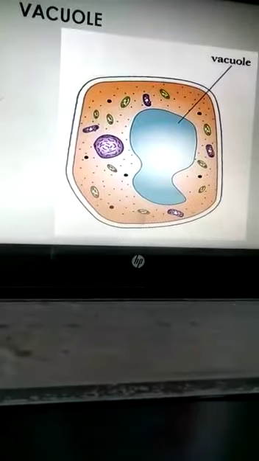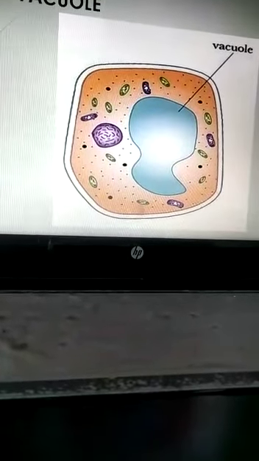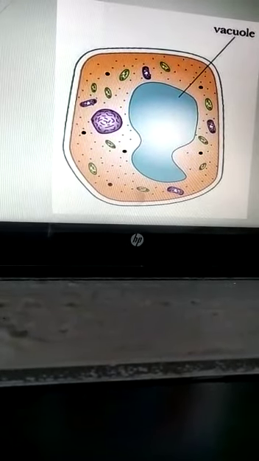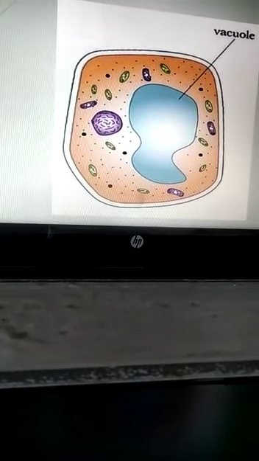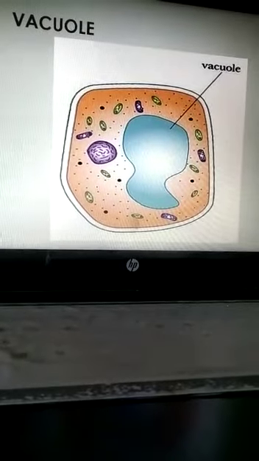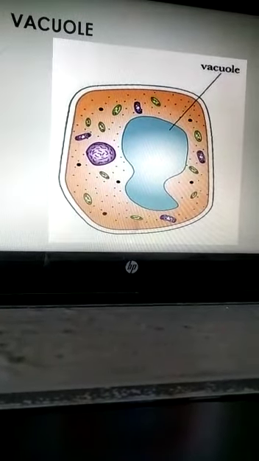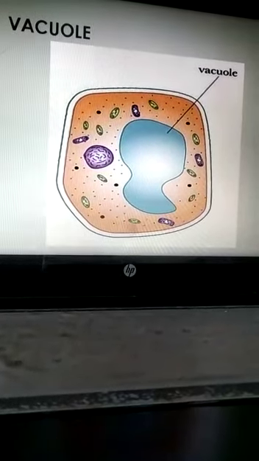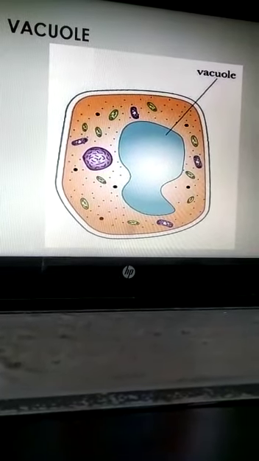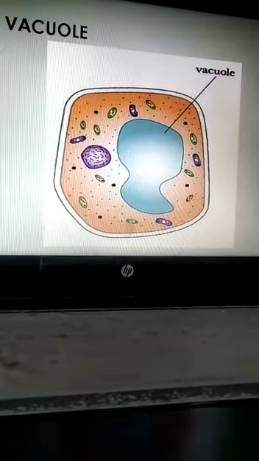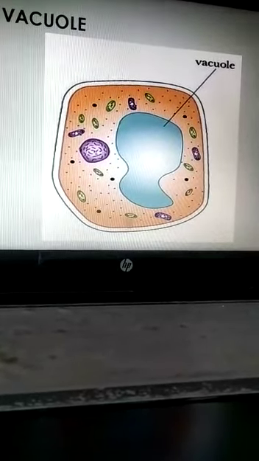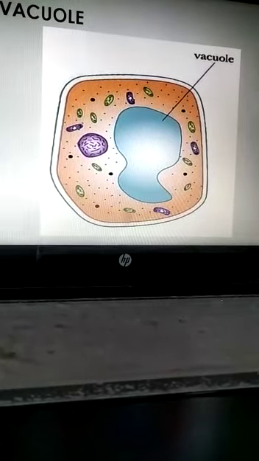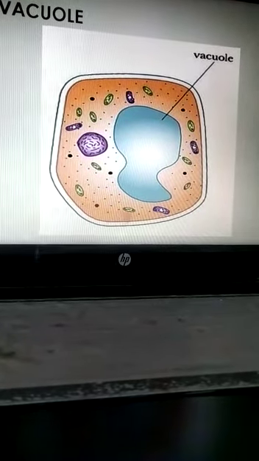Next is the vacuole. Vacuoles are membrane-bound fluid-filled cavities or sacs present in the cytoplasm. They are surrounded by a membrane called tonoplast. The vacuole is filled with a liquid called cell sap that contains dissolved salts and sugars.